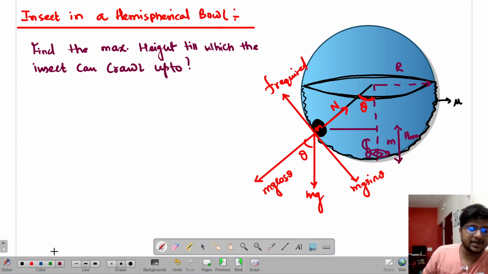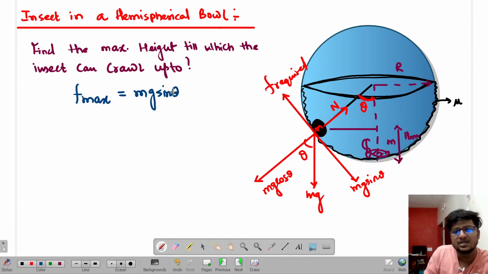Now, when it is at maximum height, the body is fully in tendency to fall down. So what will happen? The surface will apply maximum force, which can balance mg sin theta, such that the insect should not fall down. Are you able to get me or not? It should not be equal to mg sin theta.